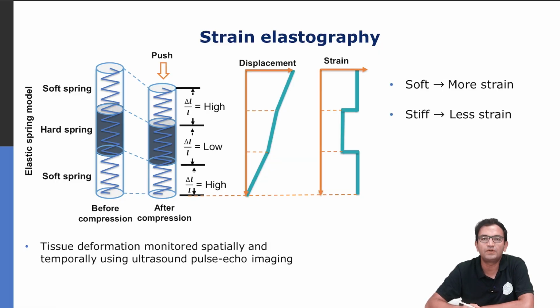Now, in strain elastography, we assume that tissue is composed of springs essentially, right. So, if you deform the tissue, it will provide a resistance. If you stretch the tissue, it will provide the resistance. In that sense, the tissue is like a spring.